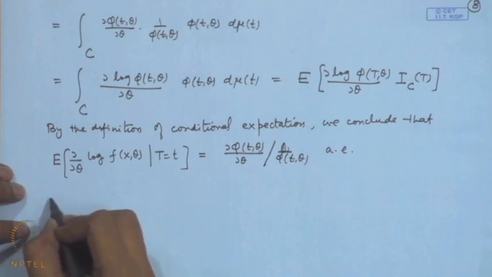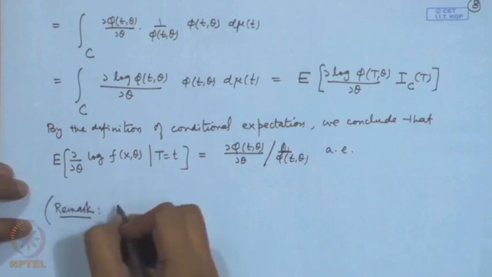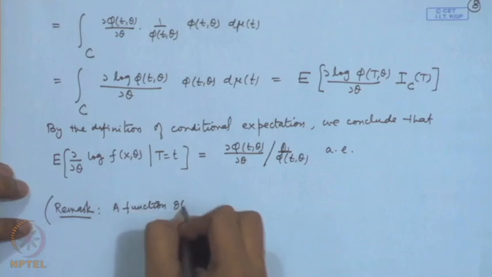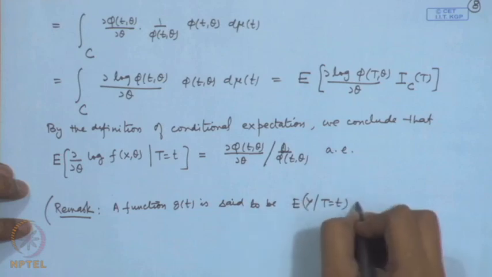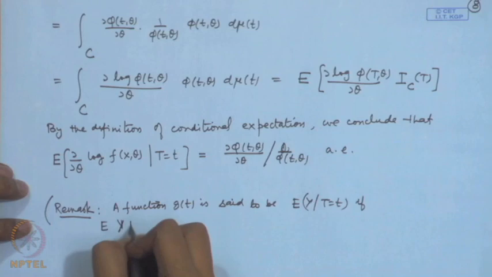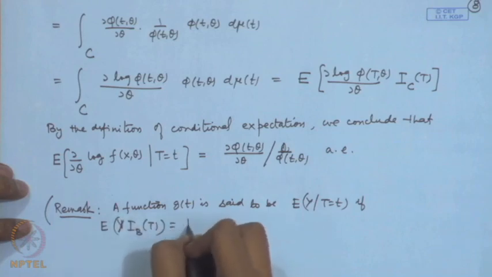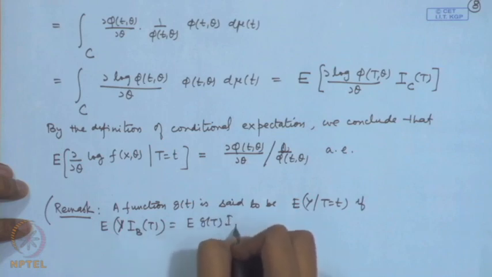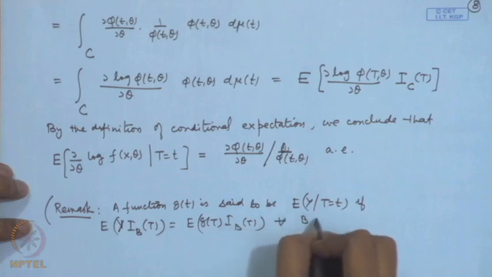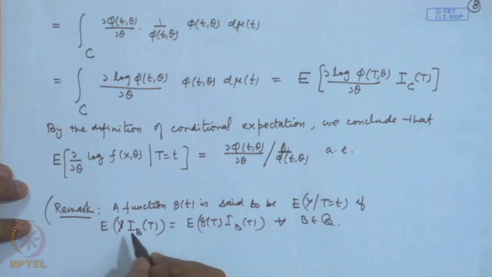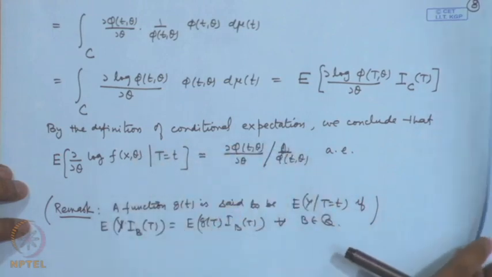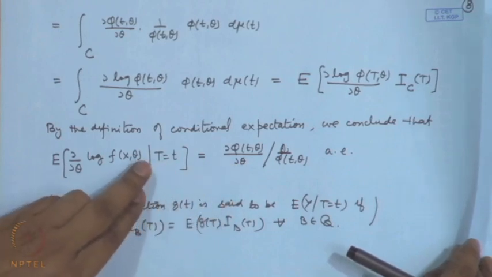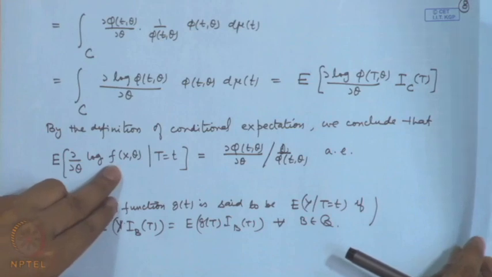In fact, let me write here a remark: a function g(t) is said to be the conditional expectation of Y given T if the expectation of Y I_B(T) is equal to the expectation of g(T) I_B(T) for all Borel measurable sets B. So, we have used this definition here. What we have done is establish a relationship in the log likelihood, or you can say the information content term, in the density of the sufficient statistic and the original variable.